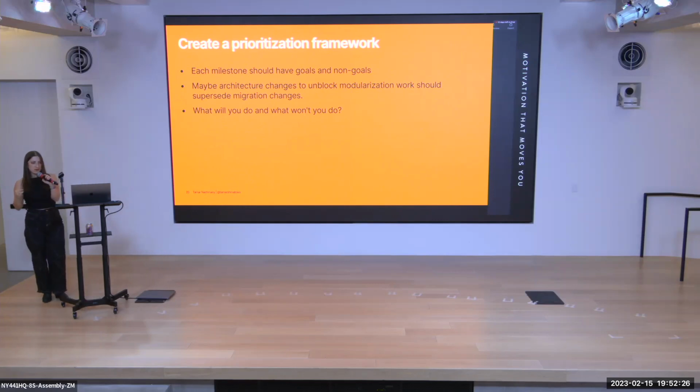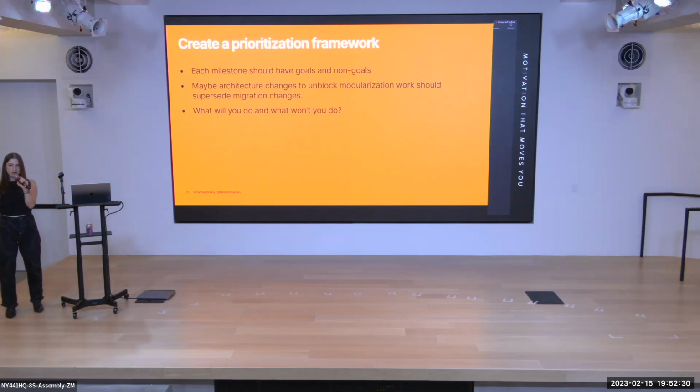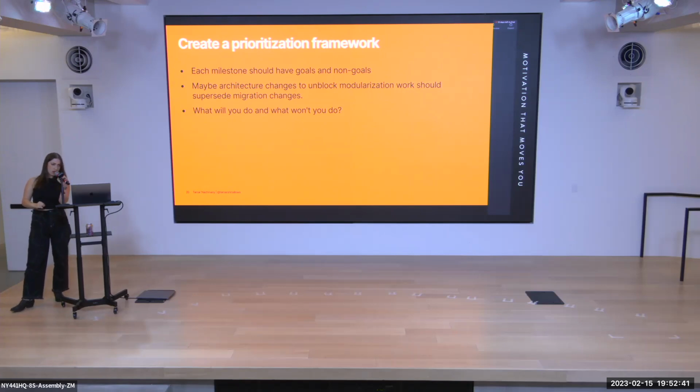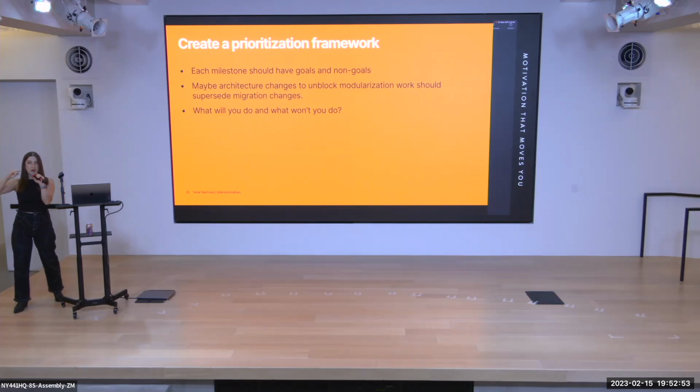So first of all, I think it's really important that when you do this kind of work, you have a list of things you're not going to do. And the things that you are going to do should fall within some kind of prioritization framework. In this project, basically the emphasis was making architectural and infrastructure changes to unblock migrating code, but not necessarily migrating code ourselves.